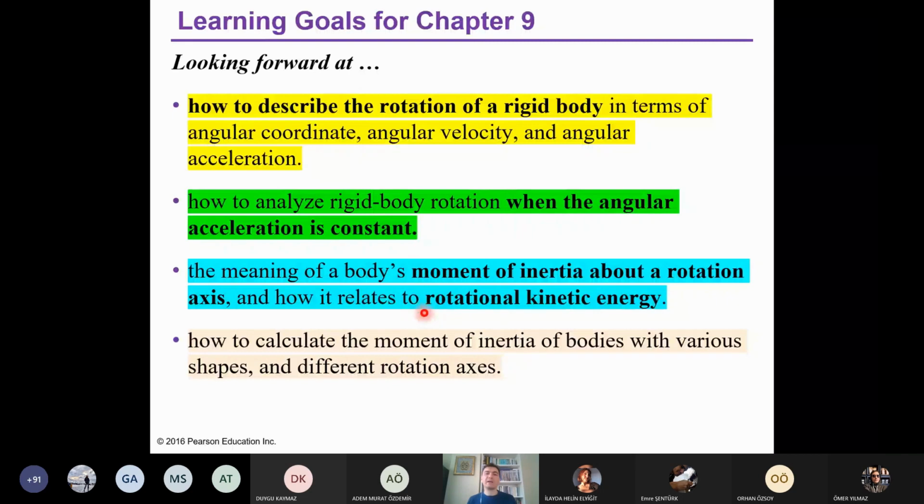kinetic energy. And then we will talk about the moment of inertia about a rotation axis. We will discuss these two important topics in the next lecture. And finally, we will calculate the moment of inertia of bodies with various shapes and different rotation axes. So depending on these two important parameters, shape and rotation axis, we will investigate the moment of inertia of different bodies. So in the next chapter, we will also discuss the dynamics of rotation. So this chapter and next chapter will deal with the rotation.